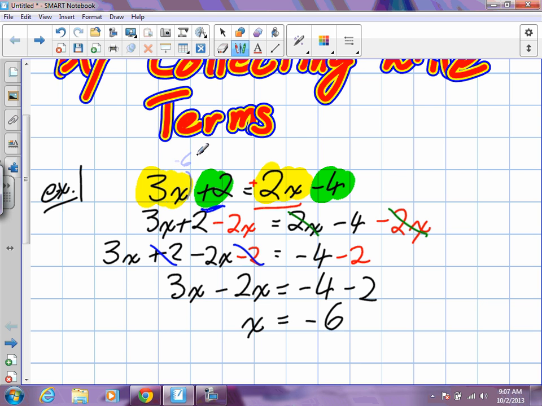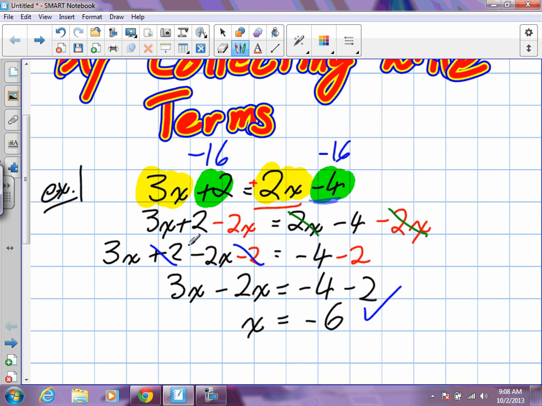-16. Okay, so the left side is -16. We got that. Let's try the right side. What's 2 times -6? -12. What's -12 minus 4? -16. So both sides are equal to -16. So we know that this is correct.